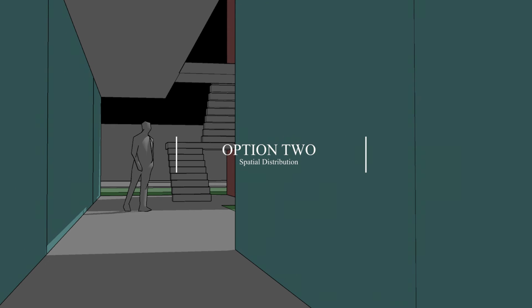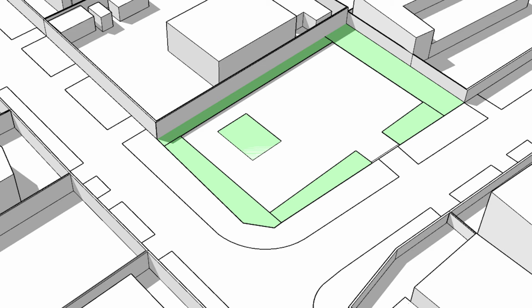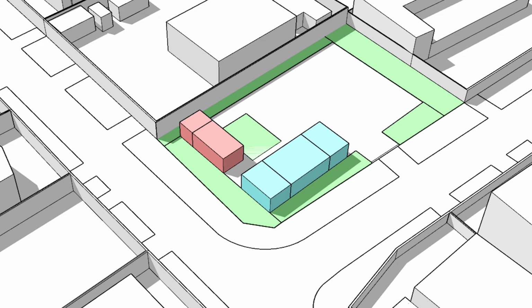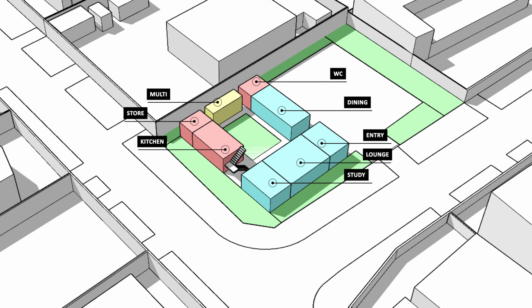Let's take a look at the second layout option. This layout option roughly follows a similar layout to the first one, with an entry, a living room, a study, a slightly smaller kitchen, a store, a multipurpose room, a bathroom, and a dining area. The stairs used in this layout is different due to its compact nature, but we can definitely expand more on that in a bit.